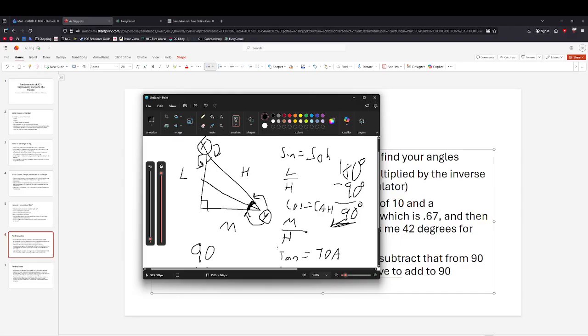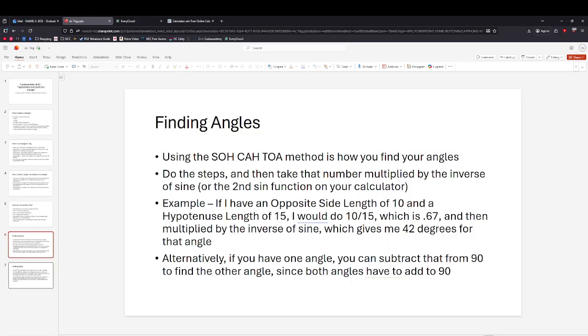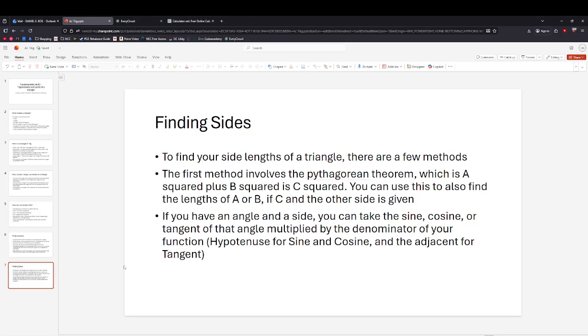And then, yeah, you take your 90 here, you subtract the angle that you already know, you get the angle that you don't know, and now you know both your angles, which is useful if you need to find your sides. Now, the issue with finding your sides is you can't just go off of angles. You have to know one of your sides.